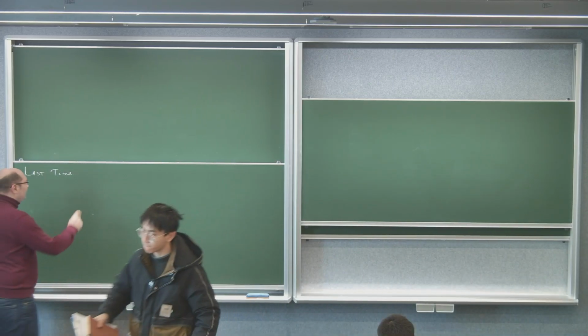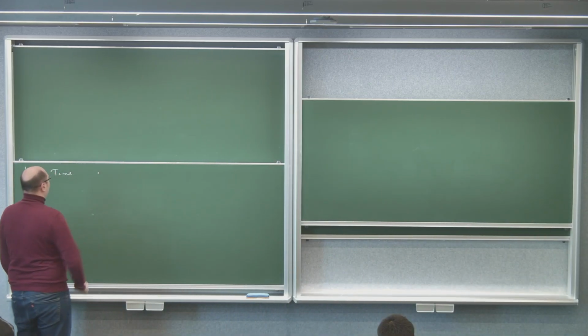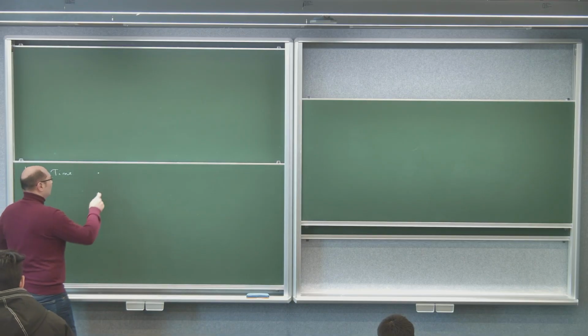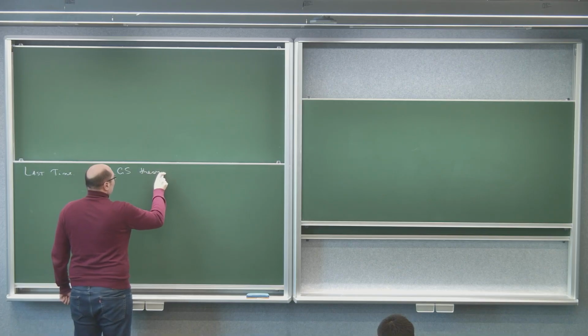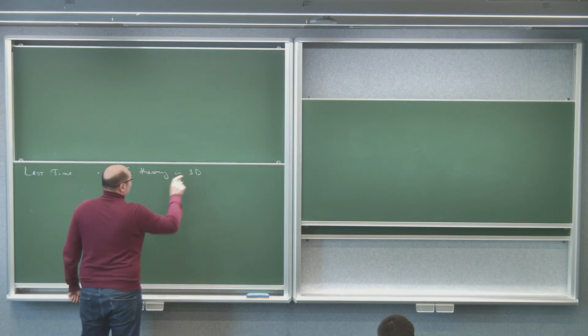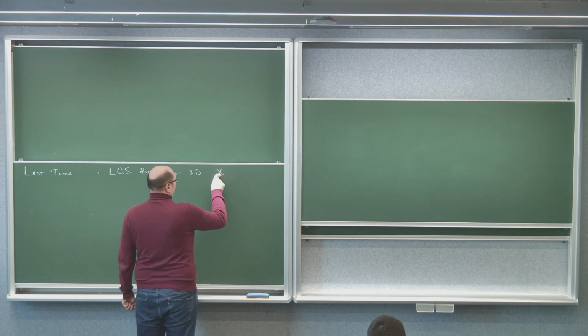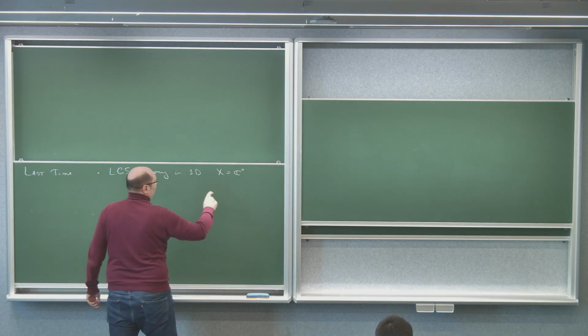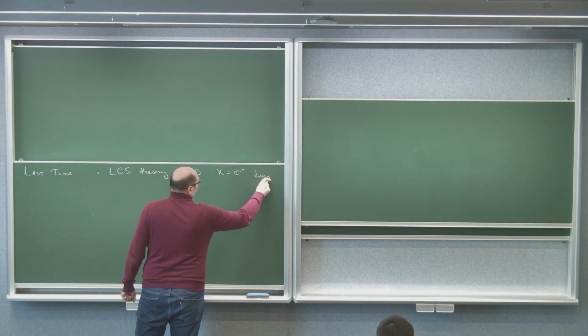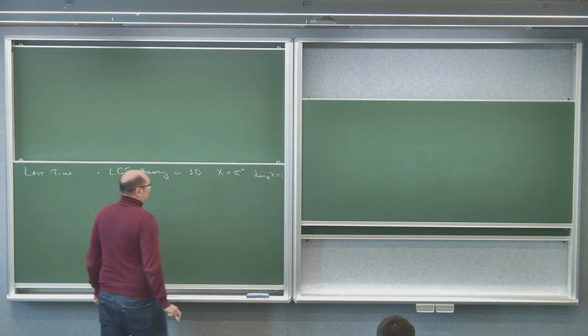Okay, let me quickly recall what we did last time. So last time we did the following things. We talked about Landau-type theory in one dimension, when our X is C star or C. So the complex dimension of X was one.